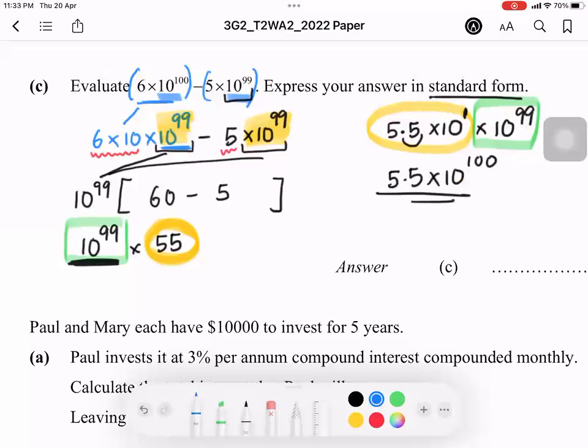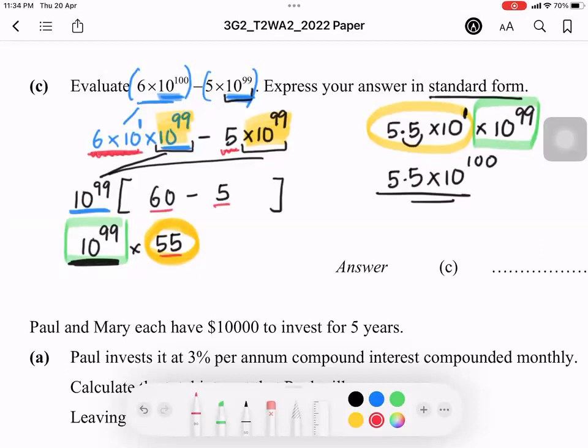So I know that this is 10 to the power 99 and this is 100. 100 can split up into 10 to the power 1 plus another 99 more, right? So 10 to the power 1 times 10 to the power 99. Then we factorize out this common factor over here, and keep the number 6 times 10, which is 60, then minus 5, and that gives us the number 55.